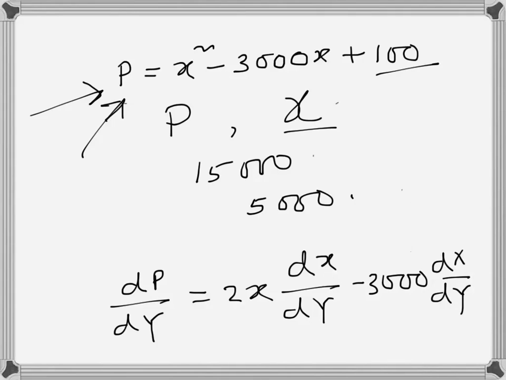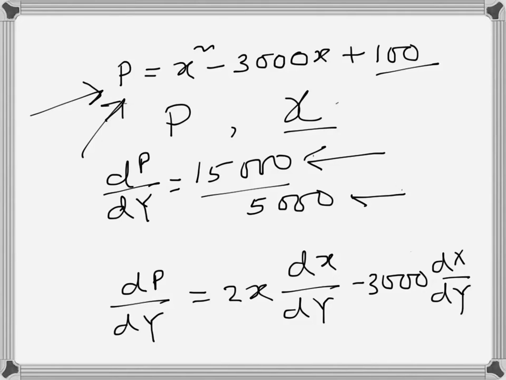Now the rate of change of population is 15,000, and this means dP over dy per year. The increase in population is 15,000, which is dP over dy per year. And 5,000 is the number of houses. When the number of houses is 5,000, we have to find the rate at which the number of houses is increasing per year. That's what we need to find. So we need to find dx over dy, the number of houses increasing per year.